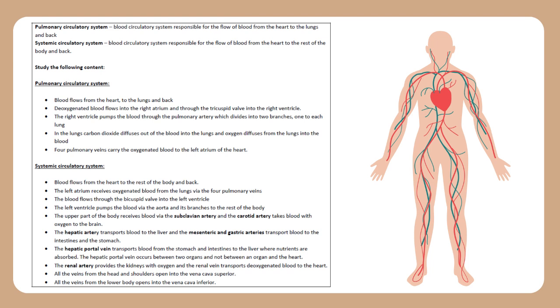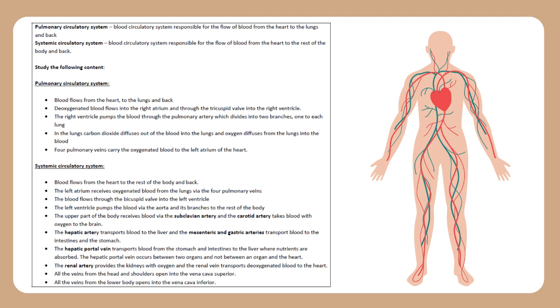Systemic circulatory system. Blood flows from the heart to the rest of the body and back. The left atrium receives oxygenated blood from the lungs via the 4 pulmonary veins. The blood flows through the bicuspid valve into the left ventricle. The left ventricle pumps the blood via the aorta and its branches to the rest of the body.